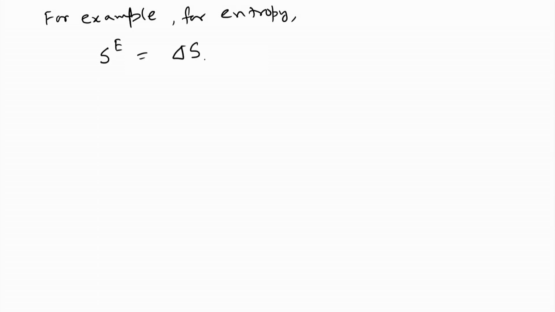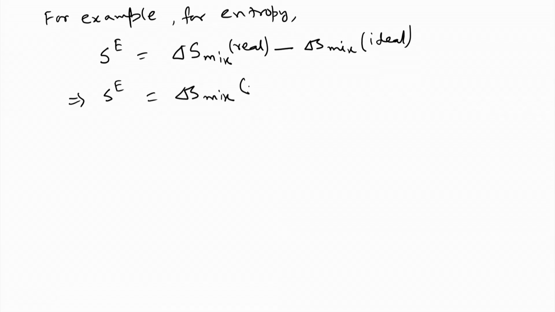Okay. For example, for entropy change, you can write excess entropy is delta S mix real minus delta S mix ideal. Now if we substitute delta S mix ideal by the expression we already derived, SE or excess entropy is nothing but delta S mix real plus nR (XA ln XA plus XB ln XB). Okay.